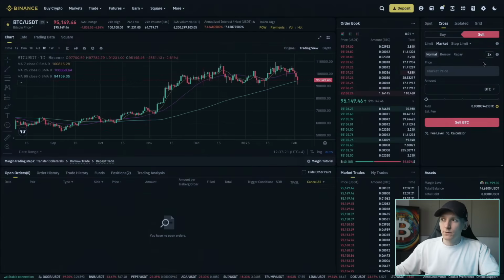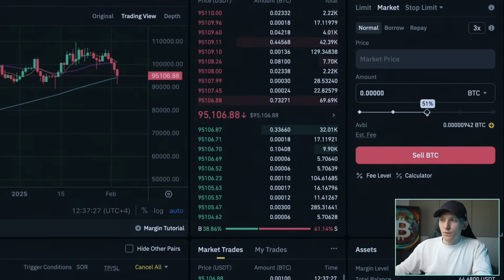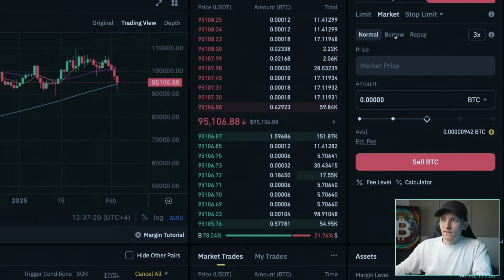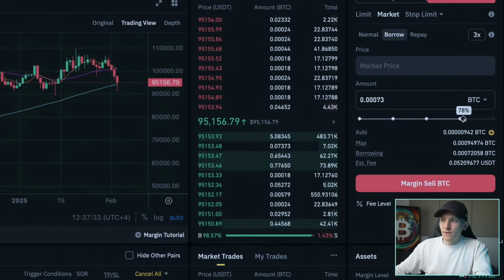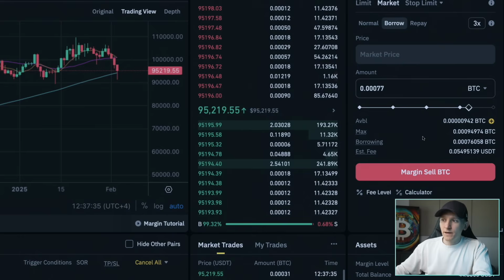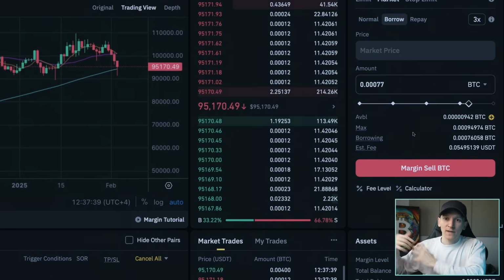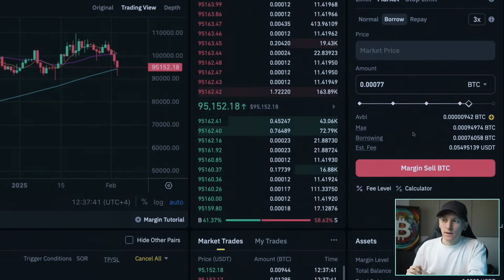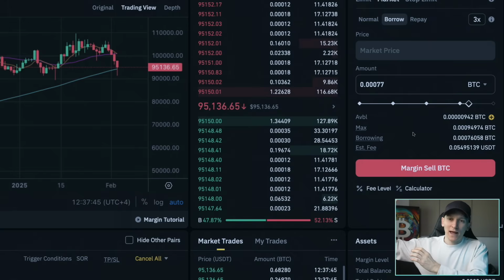What I'm going to do is sell Bitcoin and I'm going to sell more than I have. So let's go and put an amount in that we want to sell. And we should say borrow here. And I'm going to put this amount in. And you can see that as I slide this up, what I'm actually doing is selling Bitcoin and borrowing Bitcoin to sell it because I don't have any Bitcoin in my account. Now you would do this funding with dollars to borrow the asset and sell it.